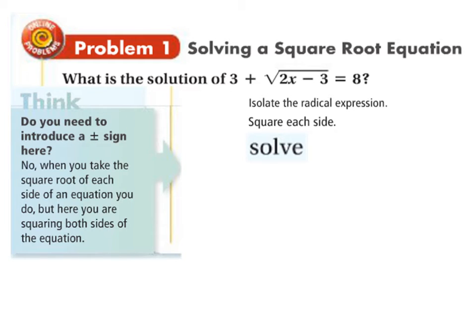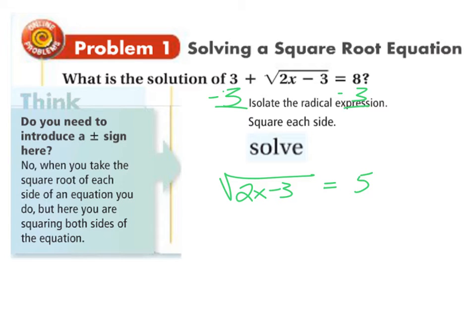So we'll get started with problem number 1 here. First thing we need to do is isolate that radical. So we've got the 3 on the same side as the radical. I'm just going to sneak it in down here. So we subtract 3 from both sides. That isolates the radical for us. We've got the square root of 2x minus 3 equals 5.